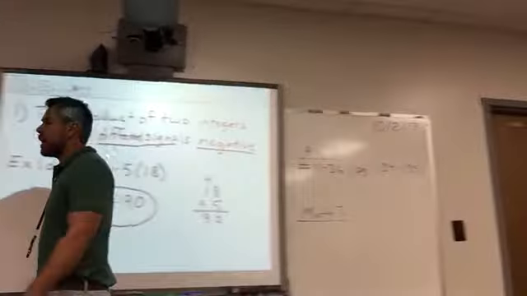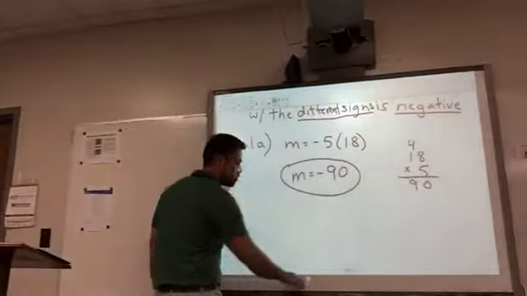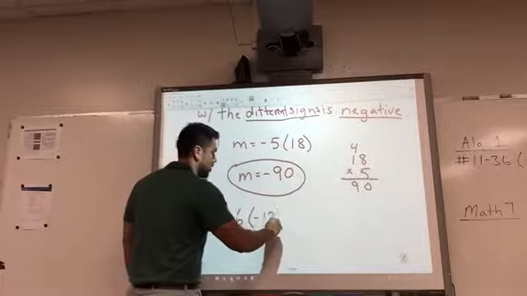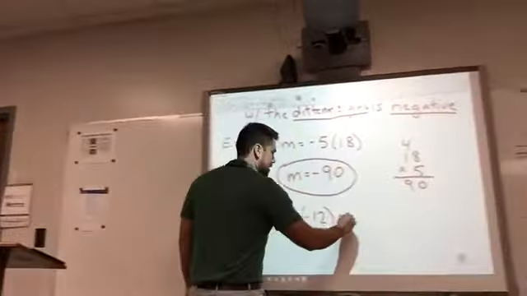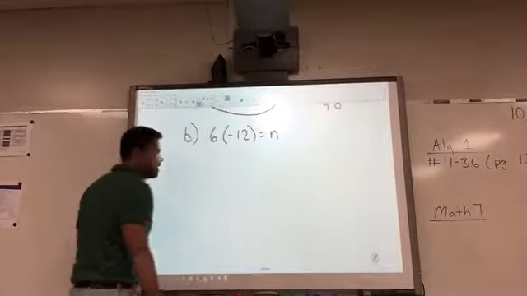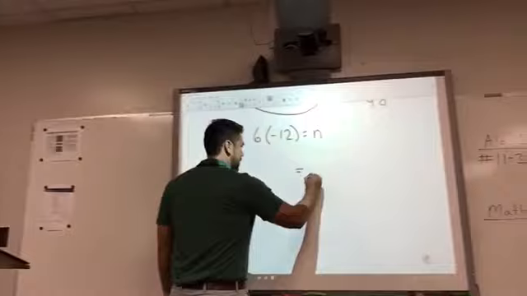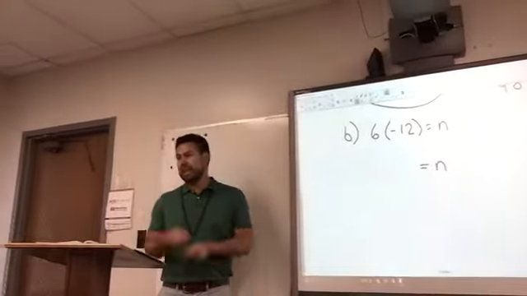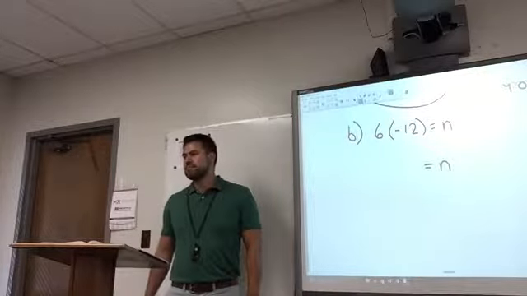That nice. Okay. B. 6 times negative 12. B. 6 times negative 12 equals N. What must be in my answer? N. Yeah, N. Something equals N, or N equals something. All right. Is my answer going to be positive or negative, and why? Negative. Negative because different signs.